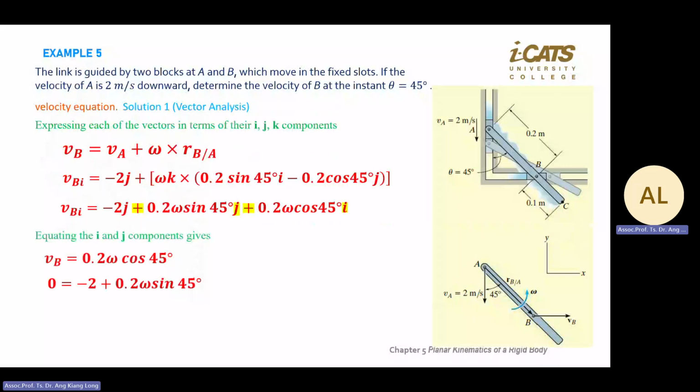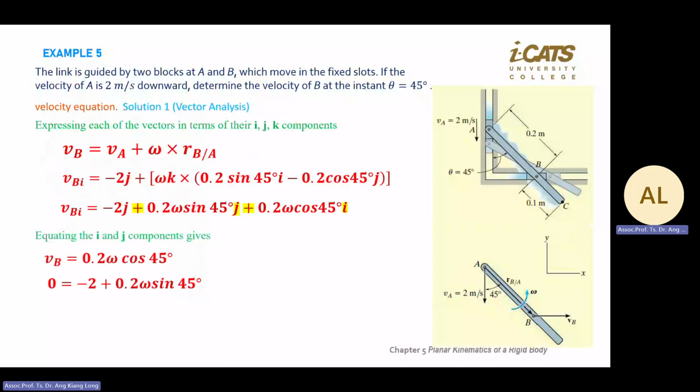VB I equal to 0.2 omega cos 45 I. So you have VB equal to 0.2 omega cos 45. And on the left-hand side, we don't have J, so 0. VB J is 0 because B does not go down. B only moves in the x direction. So J is 0.